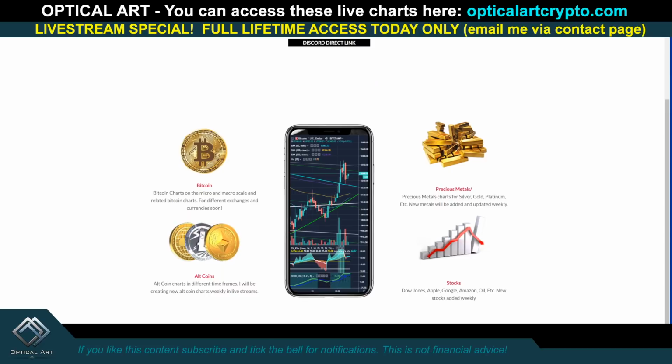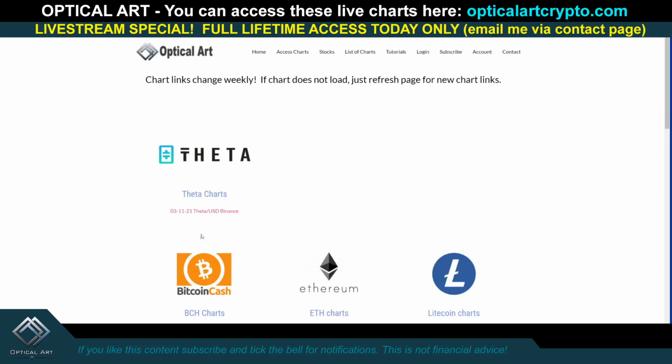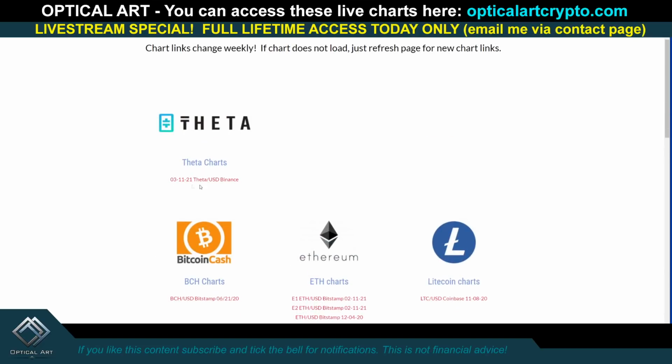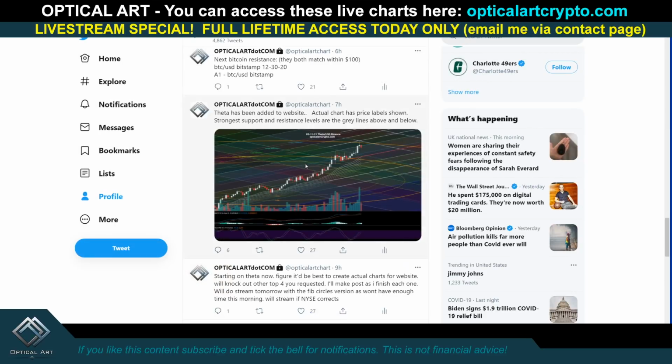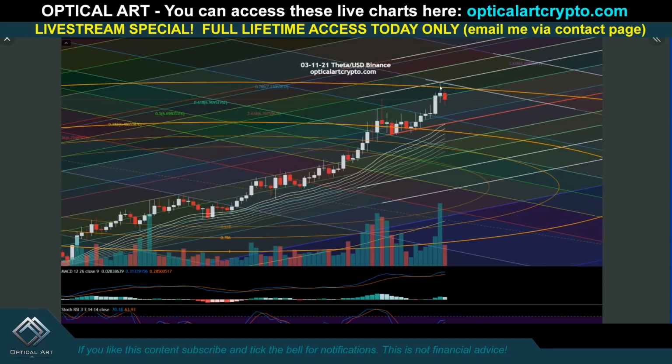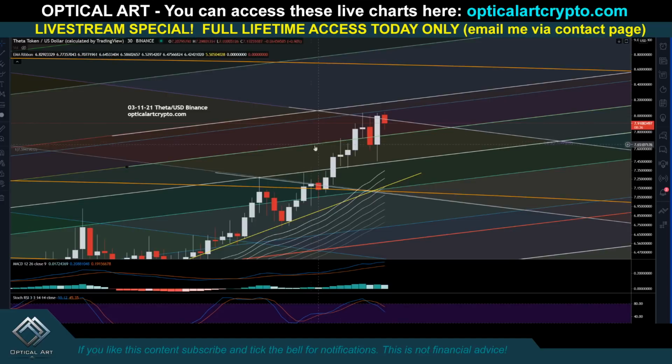The new chart I added: if I click on altcoins, if you already have access to these charts, this is the Theta chart right here, 3/11/21. I created this today. This is a post I made. This was where it was when I created it. Actually, it was right at this wick that came up. But let me show you. So this is what I was talking about.